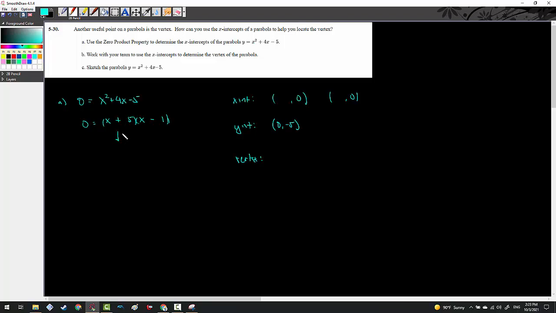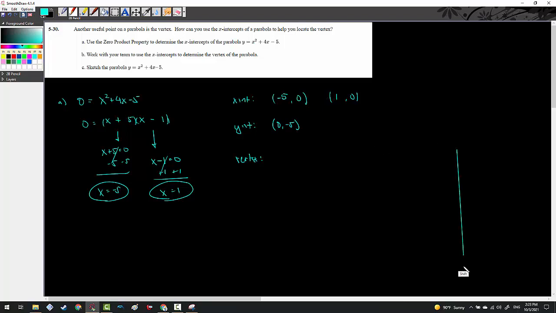So again, what does this allow me to do? It allows me to say that because two things being multiplied together equals 0, that means that either the first thing will equal 0 or the second thing will equal 0. So if I subtract 5 from either side, I get x equals negative 5. If I add 1 to both sides, I get x equals 1. And that tells me that the x-intercepts are at negative 5, 0 and 1, 0. So let's go ahead and graph those points real quick here.